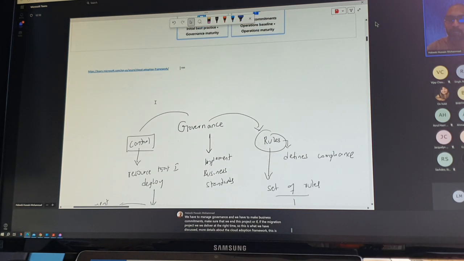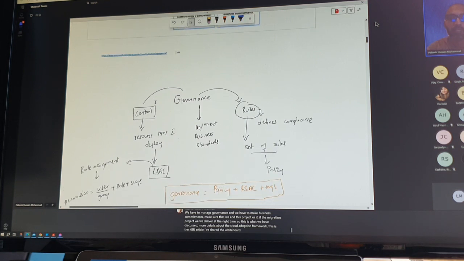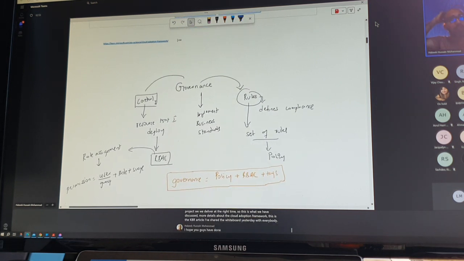This is the KB article. I've shared the whiteboard yesterday with everybody. I hope you guys have downloaded it. Just give me a thumbs up if you have downloaded it successfully. Anybody who has not been able to download it, let me know. I can share those links one more time, or if you have access to the chat for day one, you can find it there as well. Anybody who has not been able to download this whiteboard and the design document from yesterday? I take the silence as no. So we have 14 people. Yesterday we had 23. So I'm hoping others would join us.